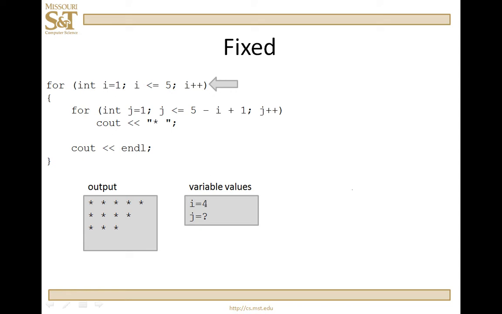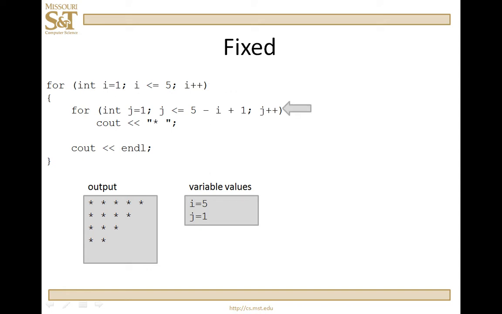Now check it out here. This is 4. 5 minus 4 plus 1 is 2. So 2 is the limit. J is 1, output a star, increment to 2, output a star, increment to 3. Now our condition is false, and we output end line, puts our cursor down to the beginning of the next line, go back up, increment I, it's now 5.